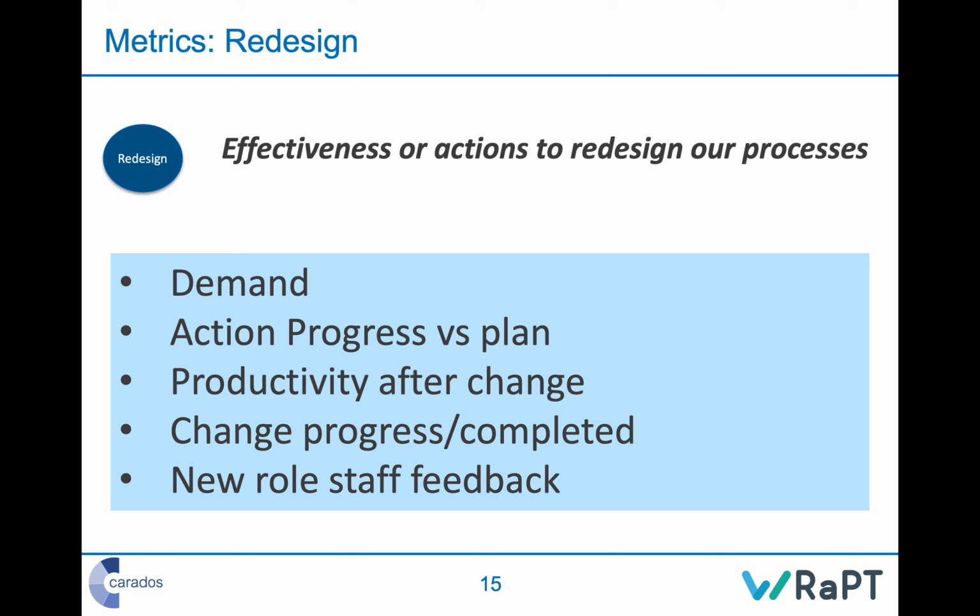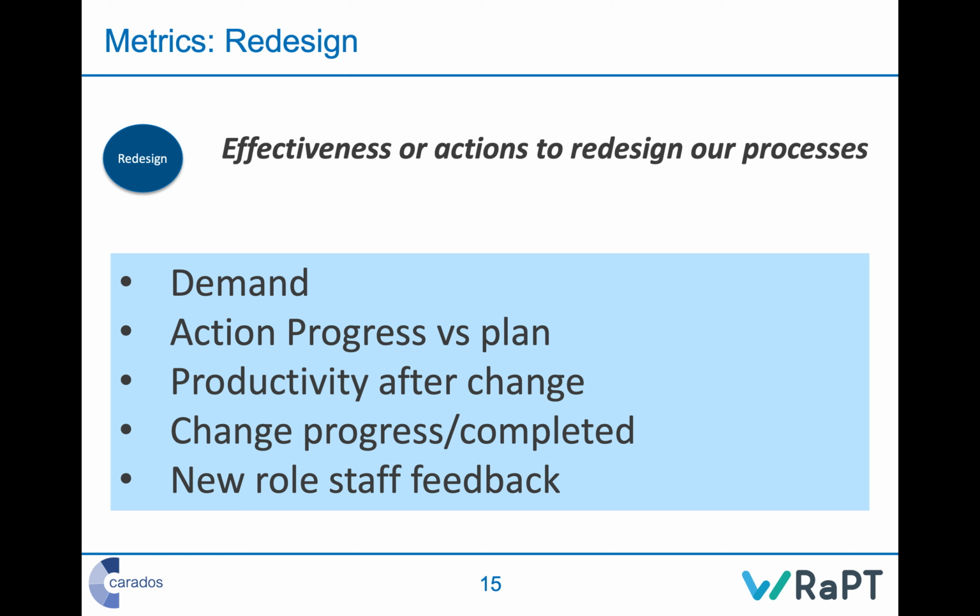We can look at actions against plan. So specifically, have we done the actions that we expected to do? What percentage have we done? People often sign up to those and then don't do those actions, so it's worth understanding. It's worth looking at the productivity before and after the change. Again, if we're expecting to improve productivity, we need to make sure that we've had that productivity improvement.